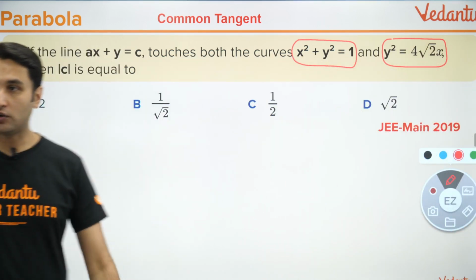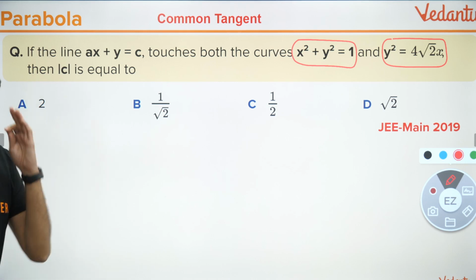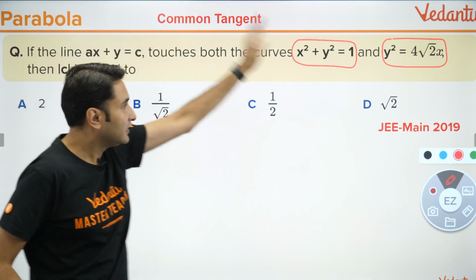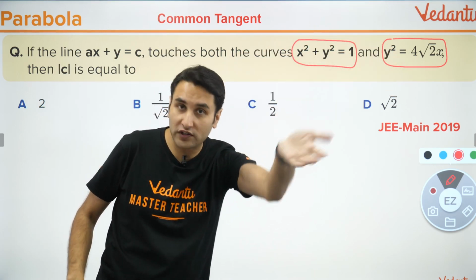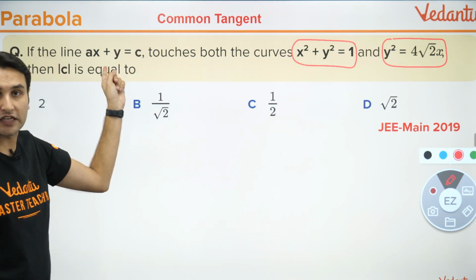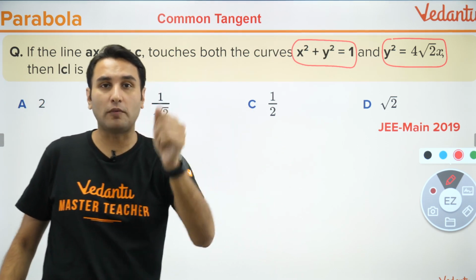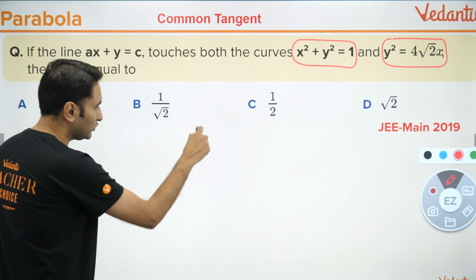Do it. क्या करो? Make a diagram in your mind. Forget about this line. इस line को भूल जाओ. Find out the common tangent yourself and compare that with the given line later on. So what is given to you?